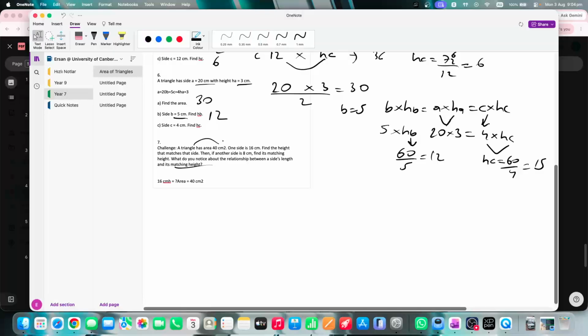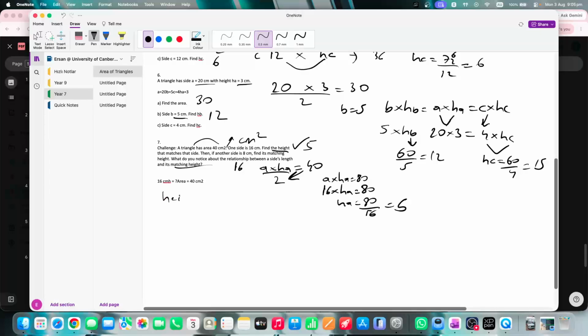A triangle has area 40 centimeters squared. So this is squared, guys, sorry. Yeah, it's a typo. So one side is 16. Okay, if my base is 16, find the height that matches with this side. A times HA, I'm gonna call this A, is the same as 40 times 2. Okay, A times HA is 80. So if A is 16, what is HA? HA is 80 over 16, and it is 5. So okay, I have found the height, which is 5.